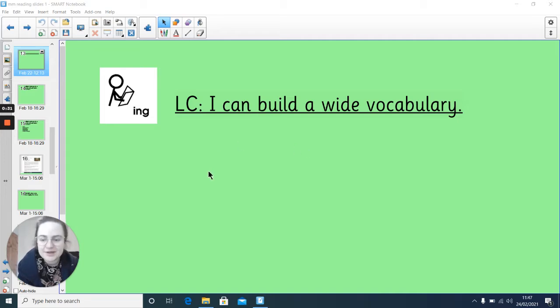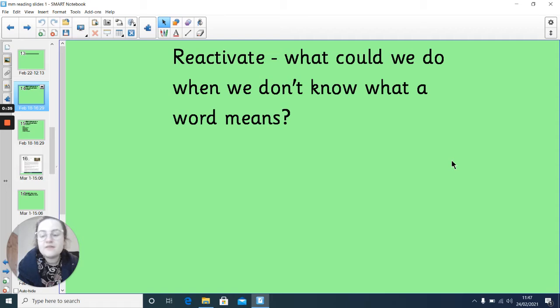So the first thing that we are going to do is our Reactivate section. If we're reading a text and we don't know what a word means, have a talk or have a think. What could we do if we don't know what that word means? Do we just give up and think, oh, well, I don't know what that means, so I can't understand the text at all? Or are there some things that we could do? Pause the video now and think of the things that we could do if we find a word and we don't know what it means.